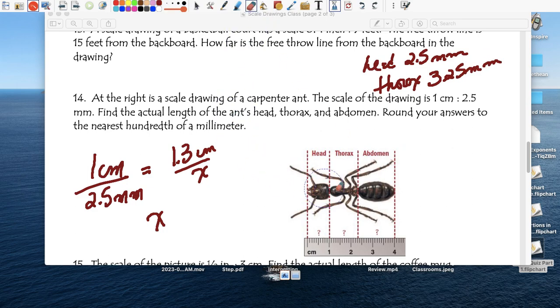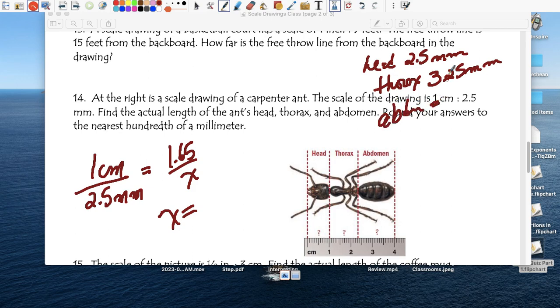Last part is the abdomen. The abdomen in the picture measures 1.65. So in the picture, the abdomen measures 1.65 over x, cross multiply, x equals 1.65 times 2.5. I don't have my glasses, so the abdomen is 4.125 millimeters.